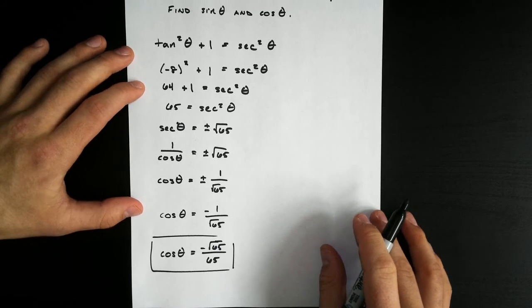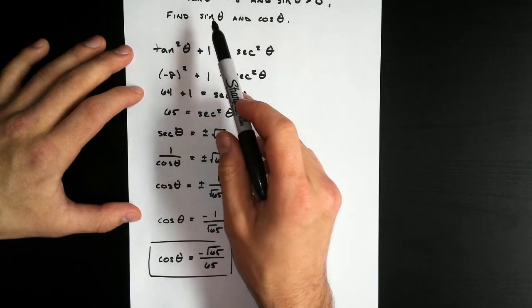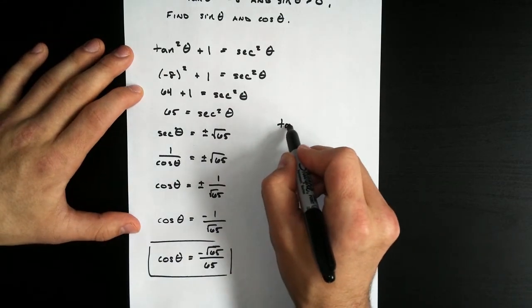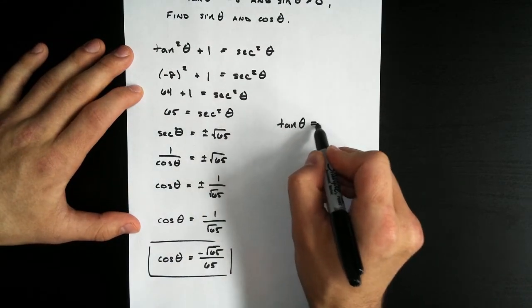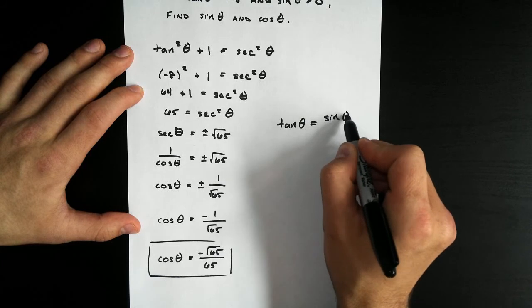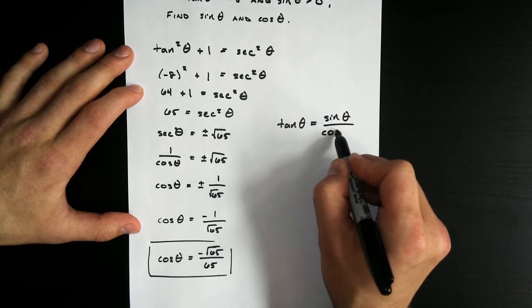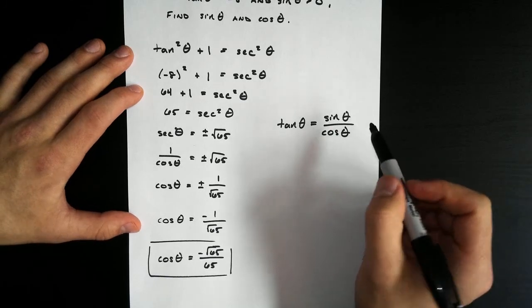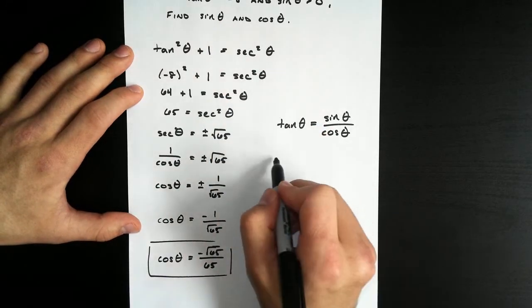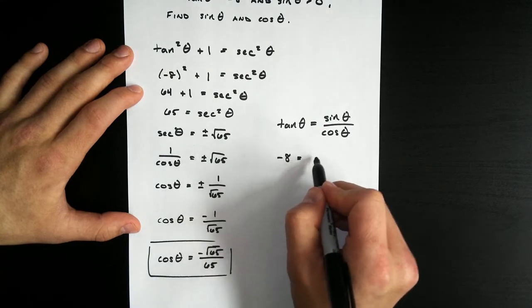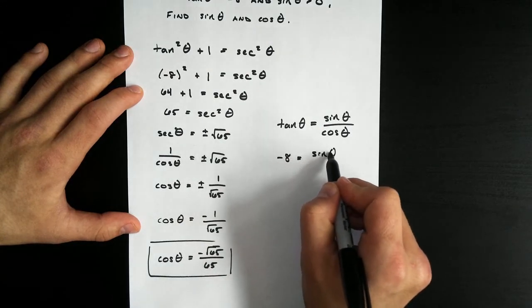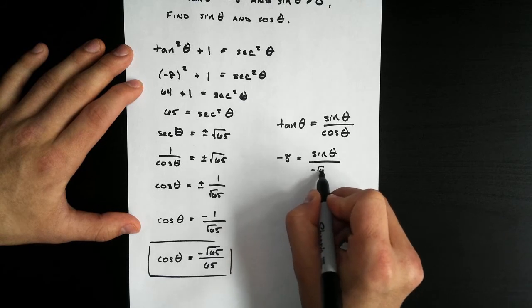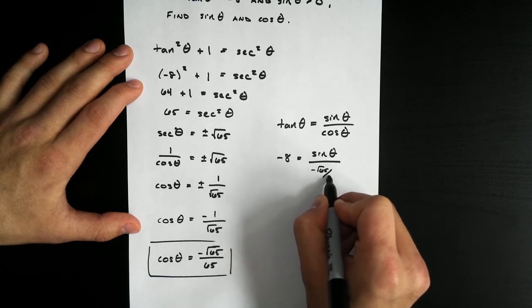Okay, now the second thing, we need to find the sine of theta. I'm going to use another identity to do this. I'm going to use the quotient identity that the tangent of theta is equal to the sine divided by the cosine. And then substituting in what we know, I know the tangent is -8. We want to solve for the sine, and we know the cosine is negative square root of 65 over 65.